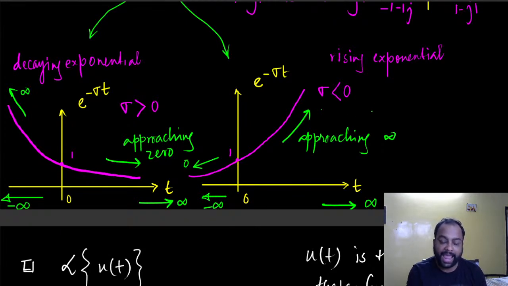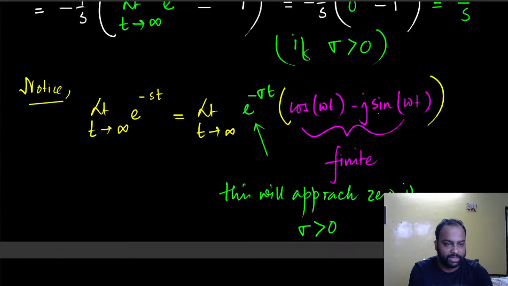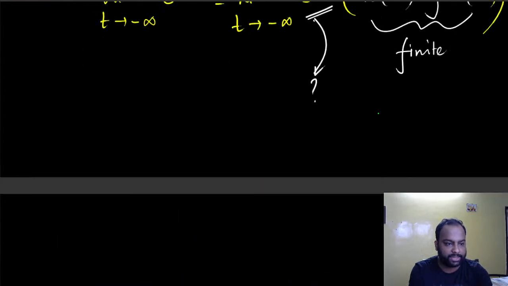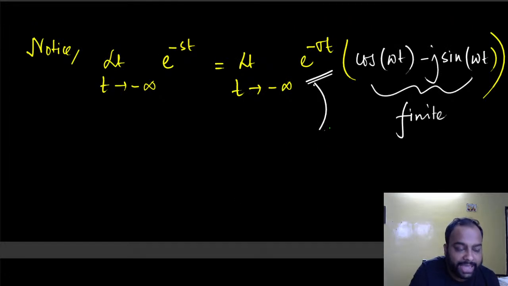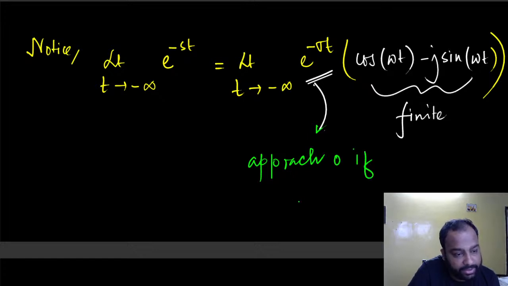So now we have to get this condition. Again, sigma is our own choice, right? No one is forcing sigma on us. So it's our choice. So basically, this will approach 0 if sigma is a negative quantity, right?